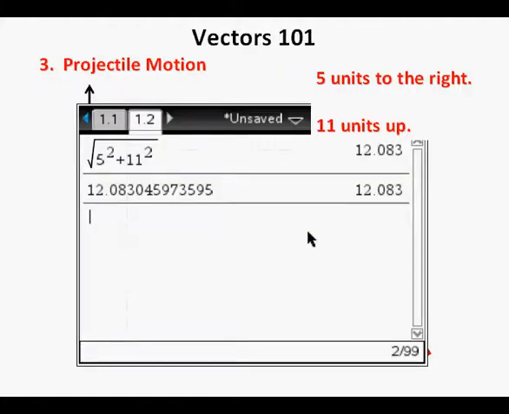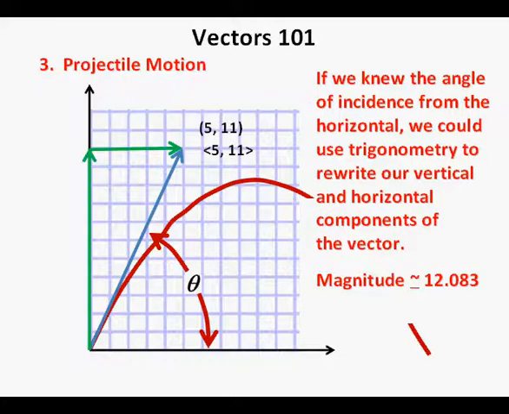To find the size of this magnitude, we find the length, and to do that, we can use the Pythagorean theorem. So we would find the magnitude by taking the square root of 5 squared plus 11 squared, and that's a little over 12, about 12.083. If we knew the angle of incidence from the horizontal, we could use trigonometry to rewrite our vertical and horizontal components of the vector. The angle of incidence happens to be about 65.556 degrees.